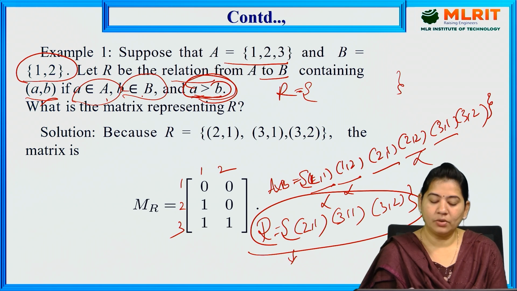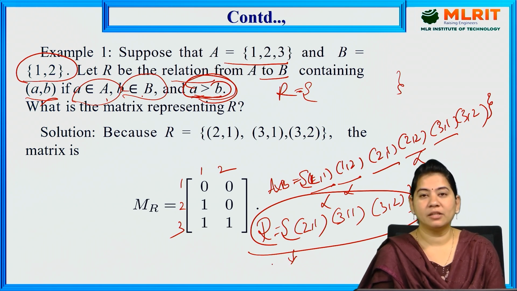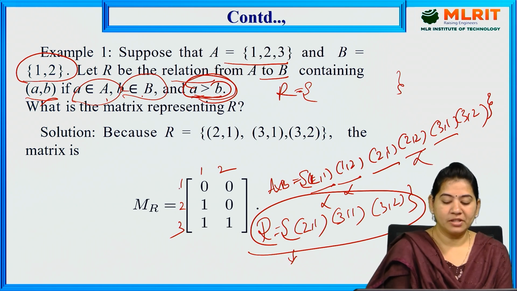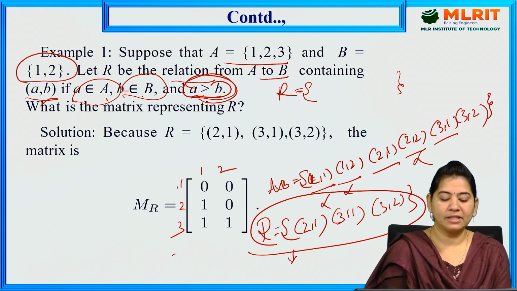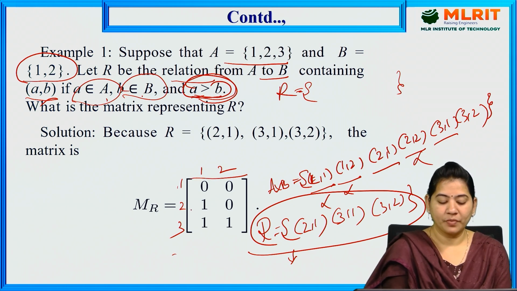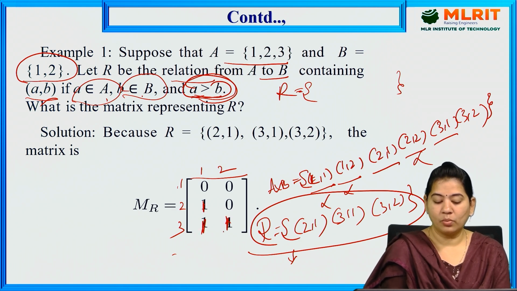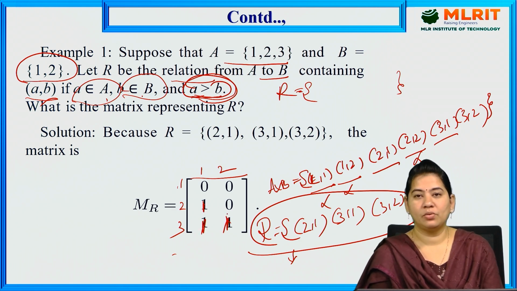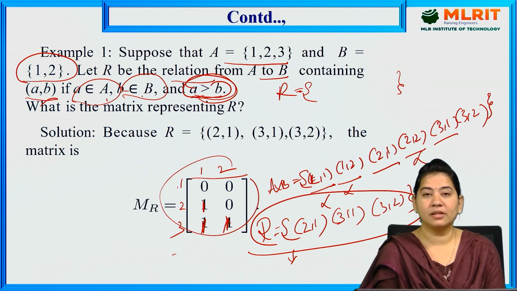For this, you have to give the matrix representation. So first write down set A is equal to 1, 2, 3 as rows and B is equal to columns 1, 2. And 2, 1, so that's why it is 1. 3, 1 it is 1. 3, 2 is 1. The others are zeros. So this is the matrix representation.